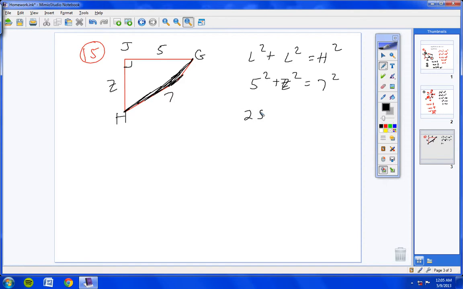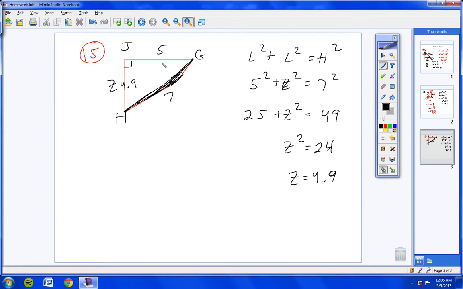So now I have 25 plus z squared equals 49. Now we're going to subtract 25 from both sides, and we get z squared equals 24. And now we're going to take the square root of 24, and we'll get 4.9. So z equals 4.9. And the pen is messing up again. All right, so we'll come over here, and now we're going to put 4.9.